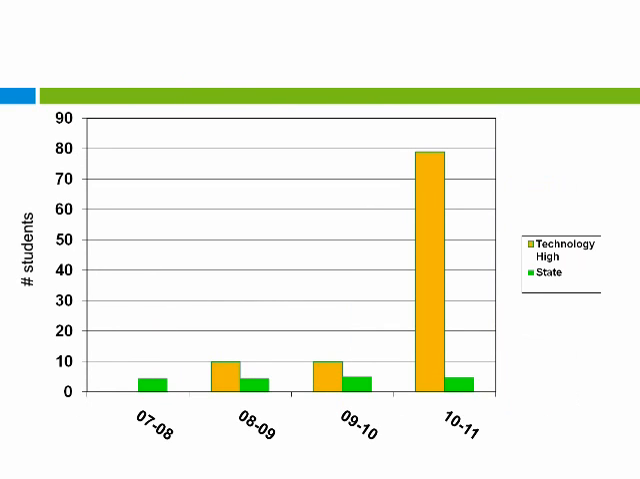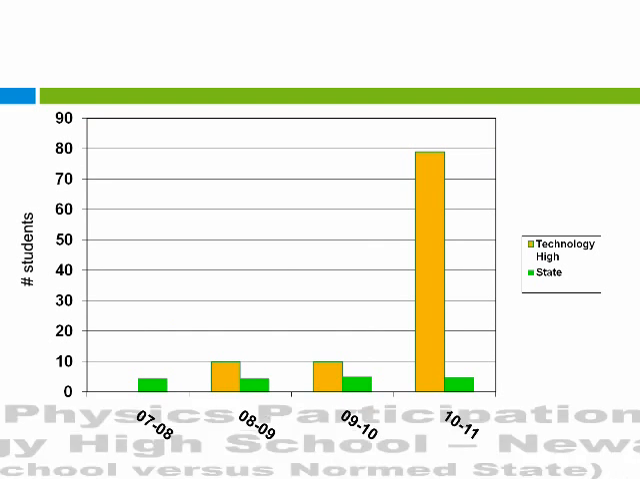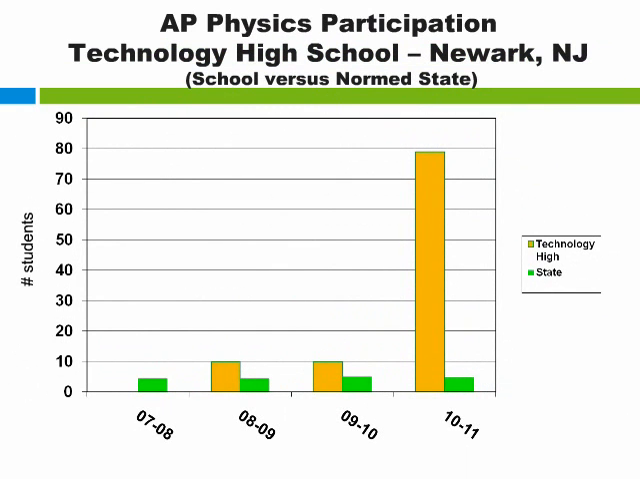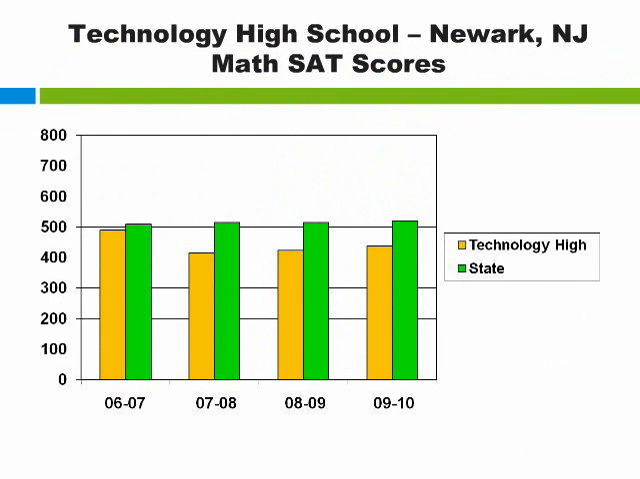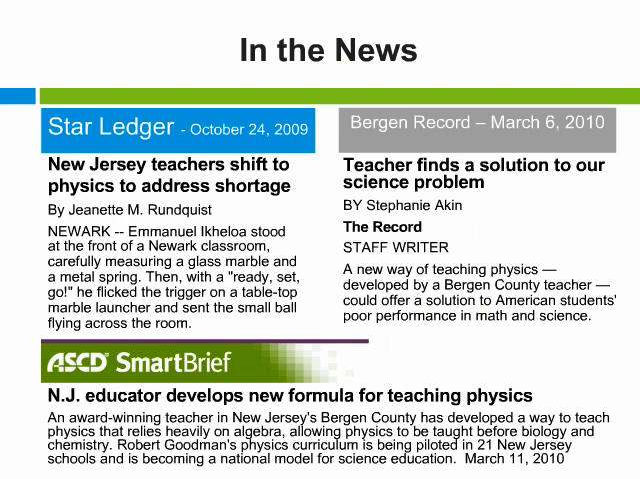Similarly, at Technology High, one school in Newark, we've gone from less than 10 people a year taking AP Physics to this year having 79 students taking AP Physics. This is the second year they've had the program in force. And the SAT scores for this school are actually below the state average. So there are 79 out of 450 students in the school taking AP Physics. The normal would be 2%.